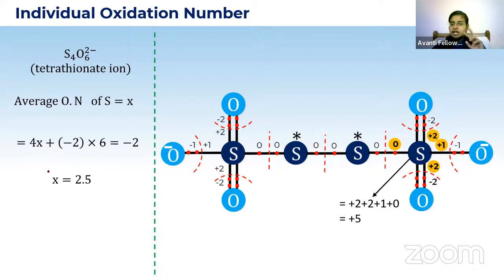So the in-between sulfurs, the second and the third sulfur, carry zero charge. Got it? So +5 and +5 means +10. This +10 charge is shared by 4 sulfur, right? So the average oxidation number of sulfur will come out to be 2.5. 10 by 4 is 2.5, which is the average oxidation number of sulfur in this compound.